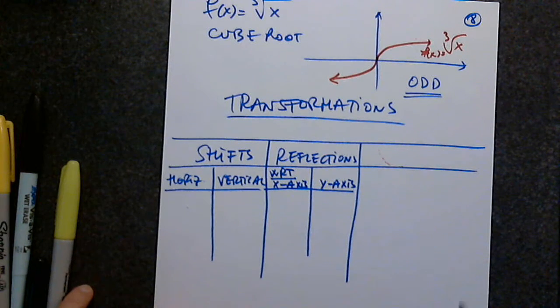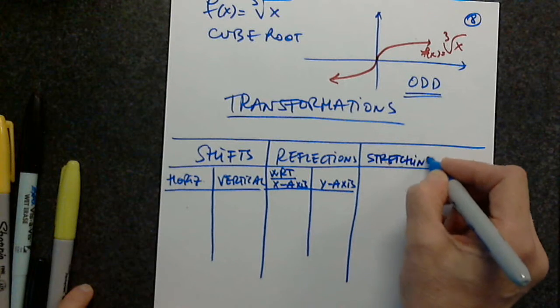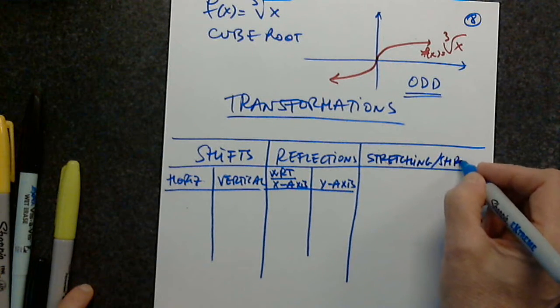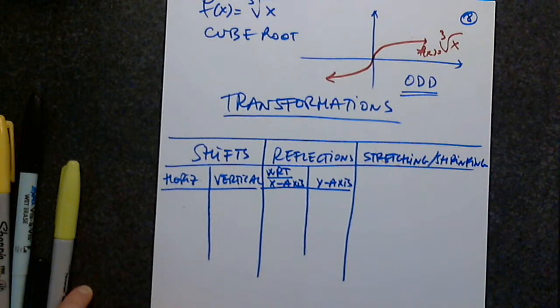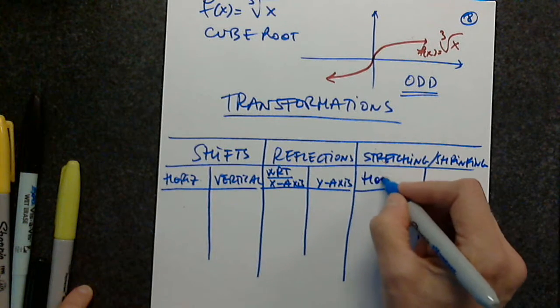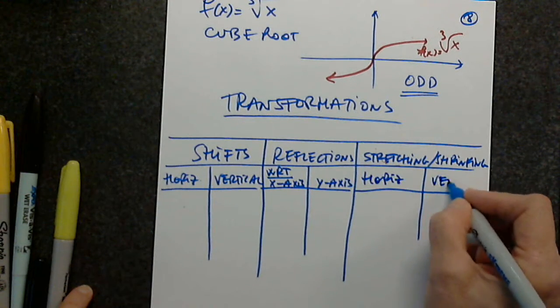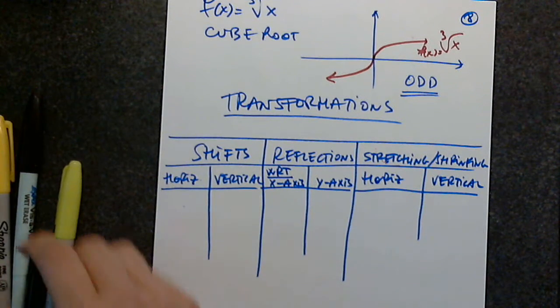Last category, stretching, shrinking. Stretching, shrinking of two types, horizontal, vertical. After we analyze each and every one of them, this will be the end of the material for test 1.